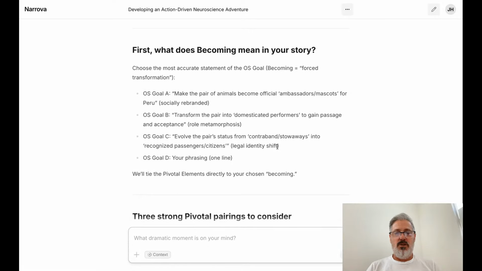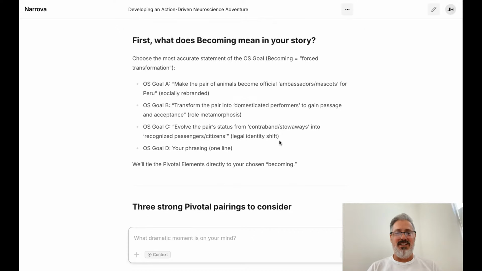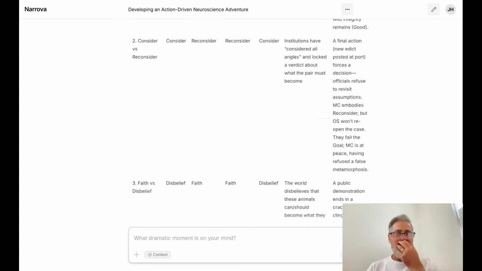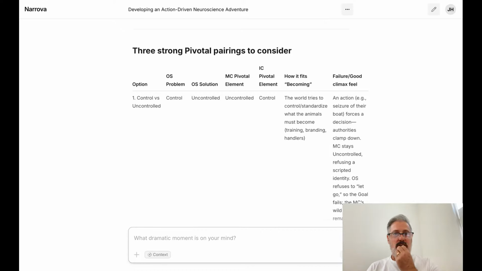Transform the pair into domesticated performers to gain passage and acceptance. Evolve the pair's status from contraband stowaways into recognized. That's funny. I'm going to do C. All right. And then this is super cool.